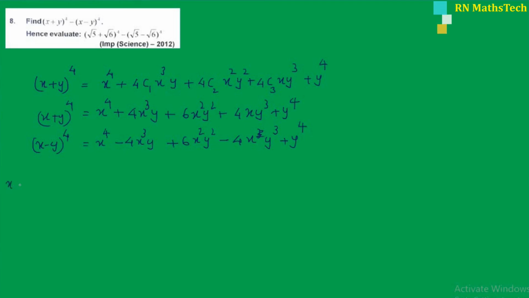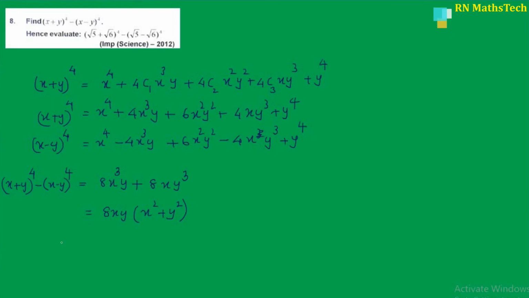(x plus y) raised to 4 minus (x minus y) raised to 4 is equal to: x raised to 4 gets cancelled. Here it is 8x cube y. Next term cancels. Then again 8xy cube. The last term gets cancelled. So which is equal to 8xy into (x square plus y square). So that is the expression.